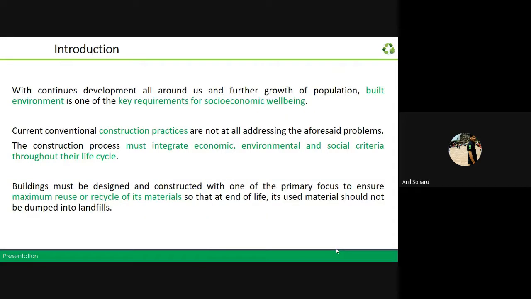A brief introduction is that in the present situation, the built environment is one of the key factors for any construction or for the overall society. What we see presently is that current construction practices are not holistically addressing the complete sustainability view of construction. The need of the time is that we must integrate economic, environmental, and social criteria throughout the life cycle of the building in construction activities.